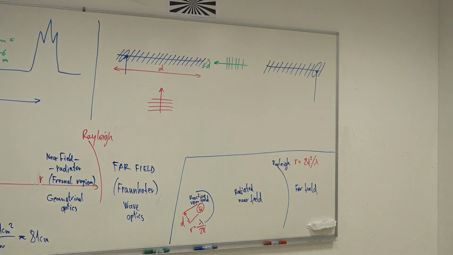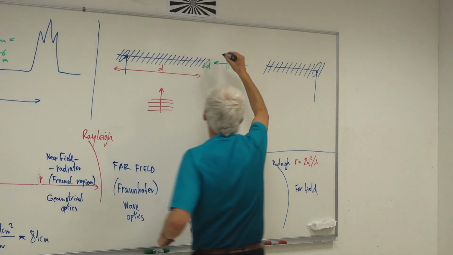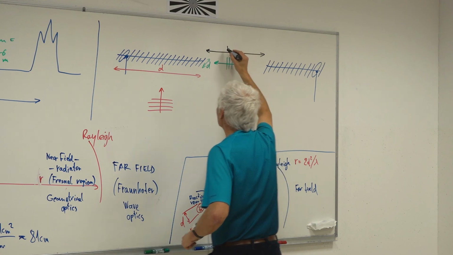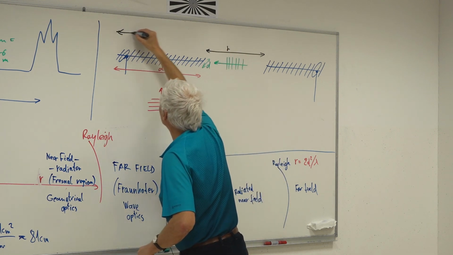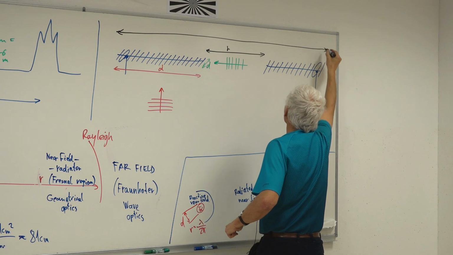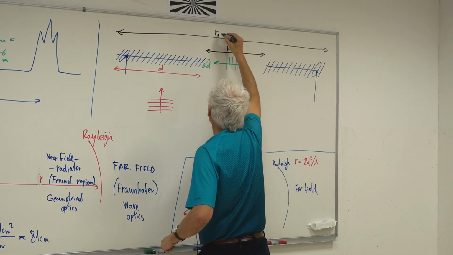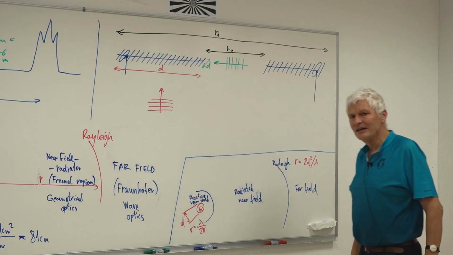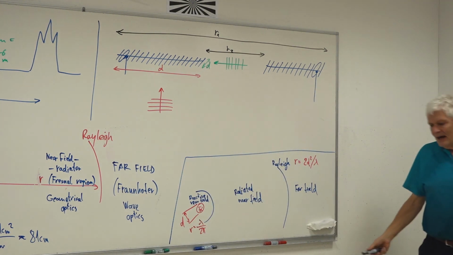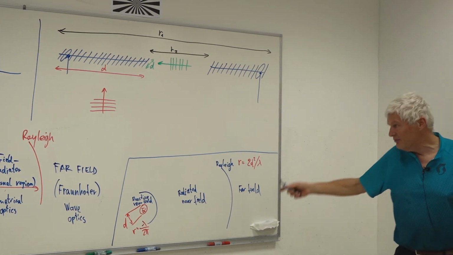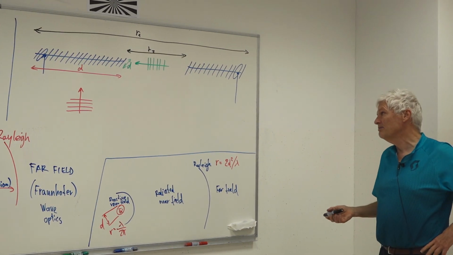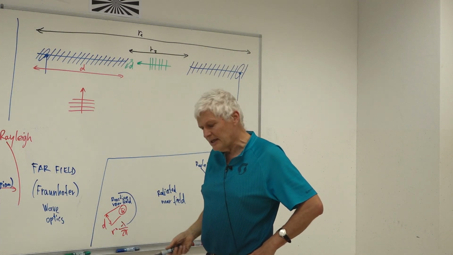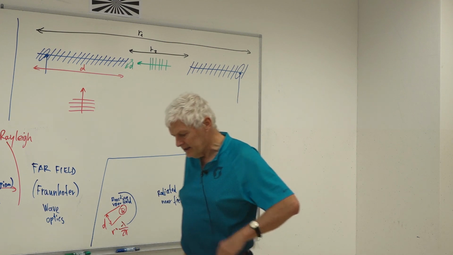So, is R this dimension, or is R this dimension? Say R1 or R2. Which one is correct? If the distance is larger than 1, R is practically equal to R2. Say if the distance R is much larger than this D here, then it almost doesn't matter whether I take the beginning or the end of the antenna.